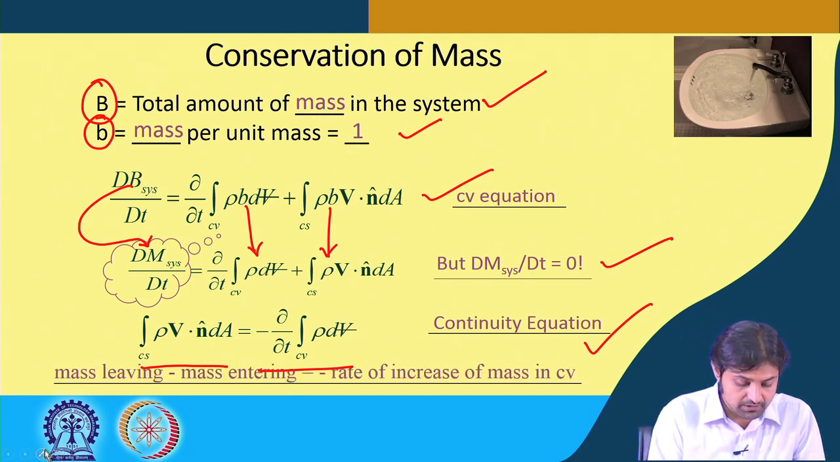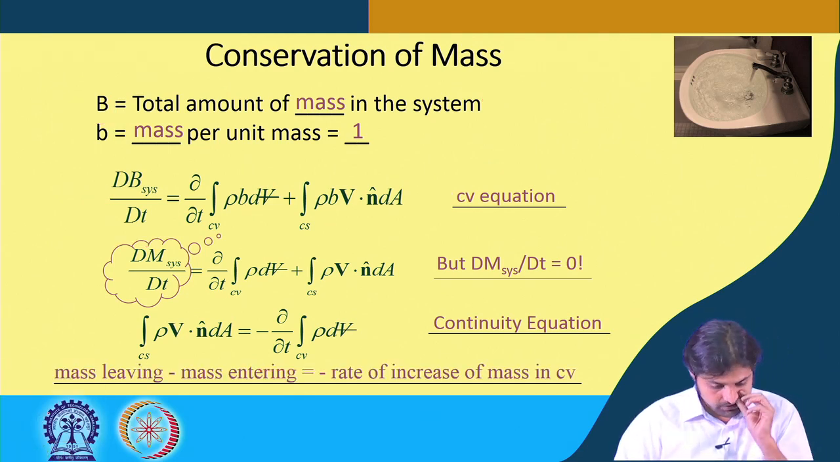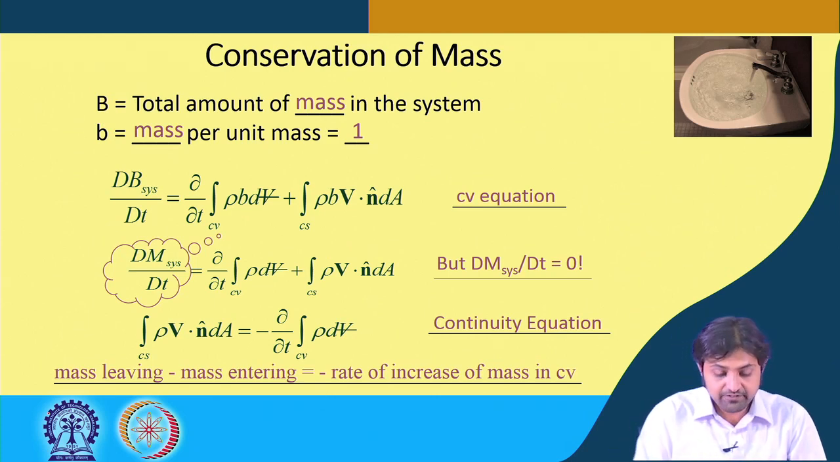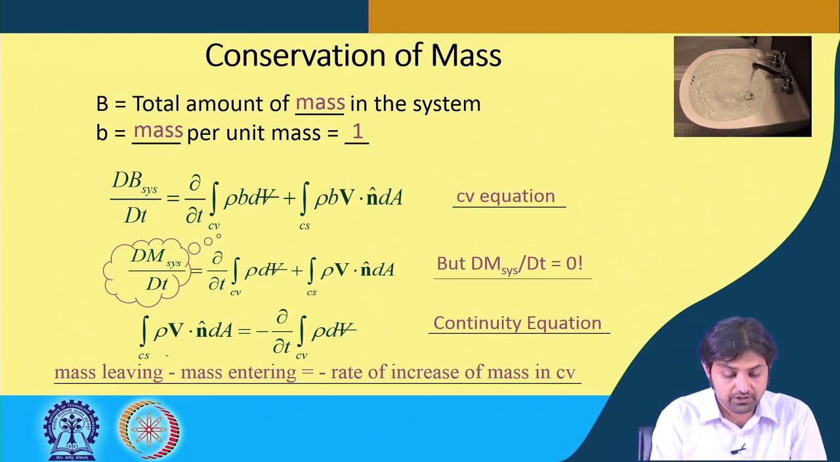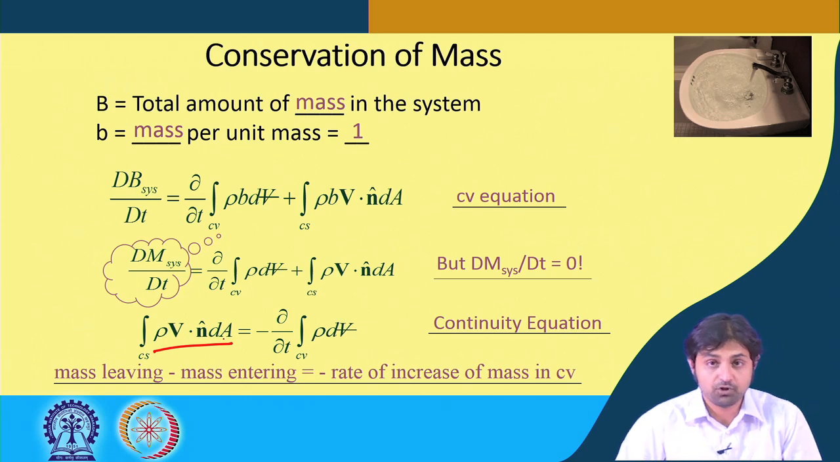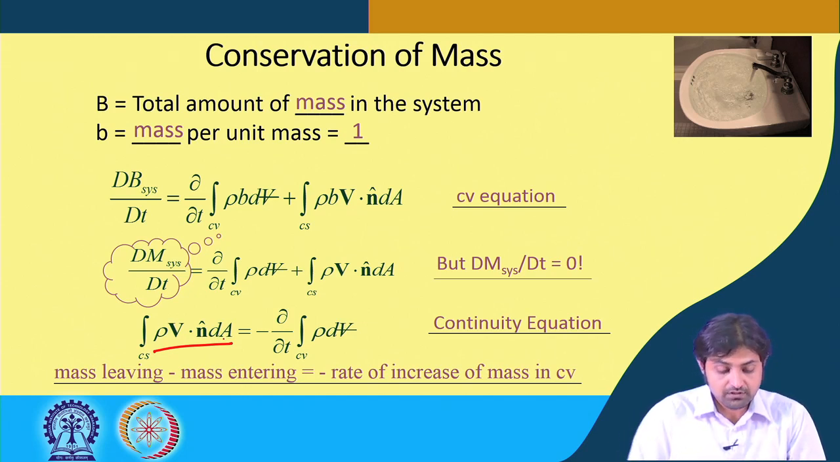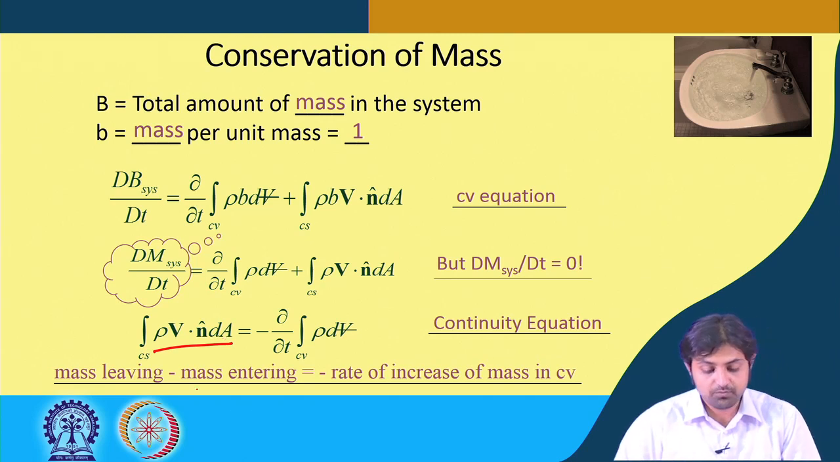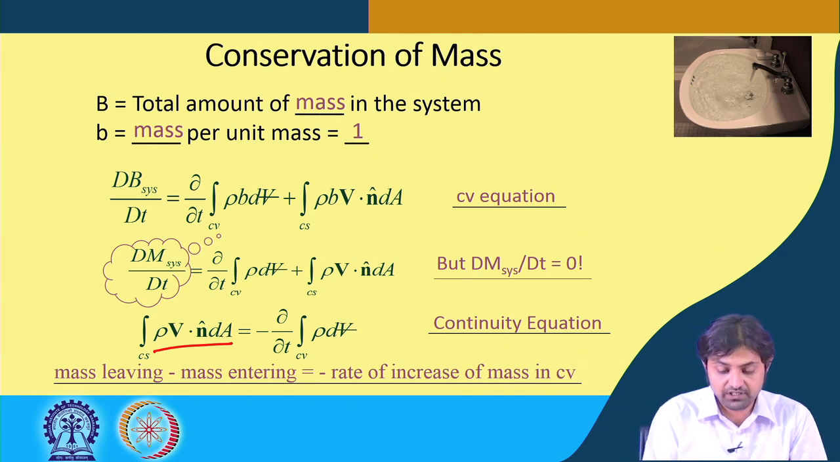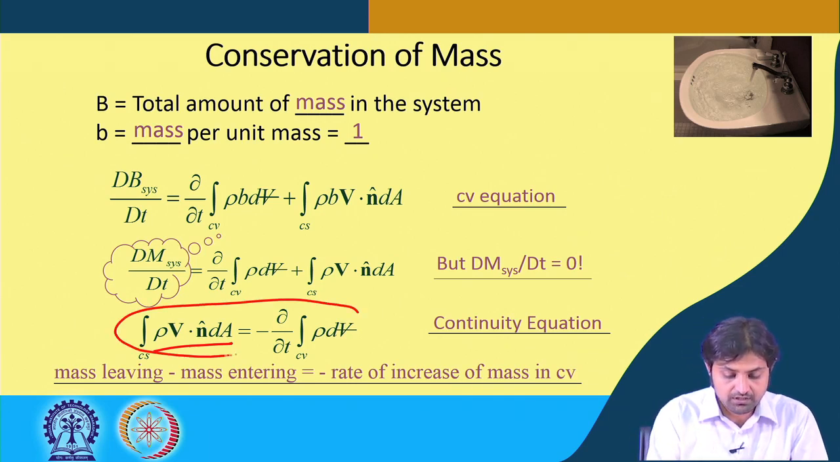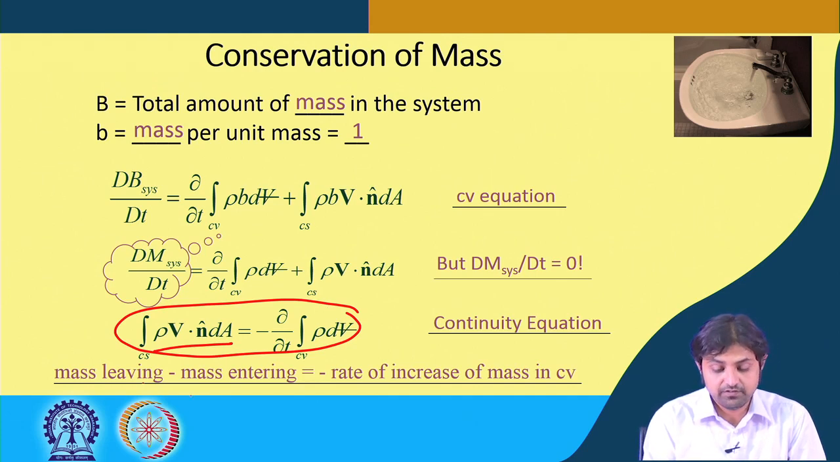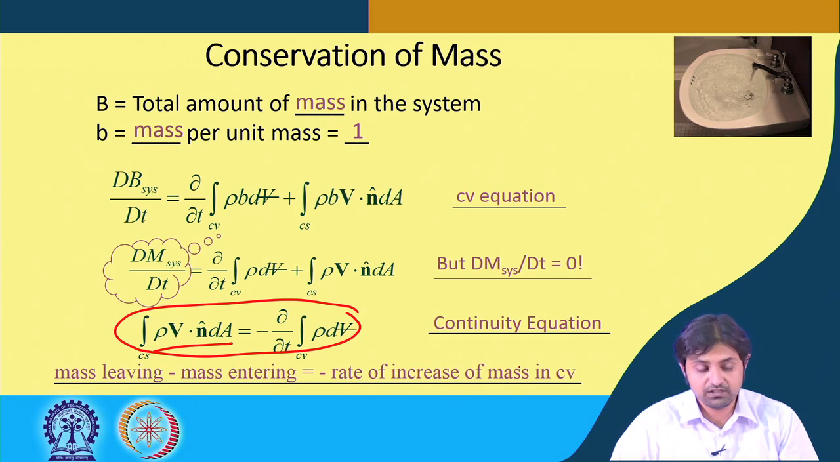So I'll just erase all the ink. So it says mass leaving minus mass entering. You remember we saw the property influx was the property leaving minus property entering. Here in this case, it is mass equal to rate of increase of mass in the control volume. This equation here tells us that mass leaving minus mass entering is minus rate of increase of mass in the control volume.